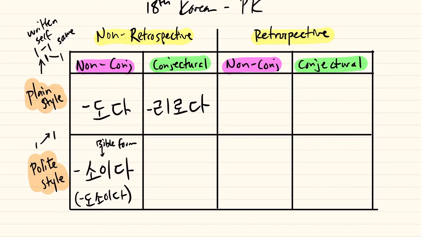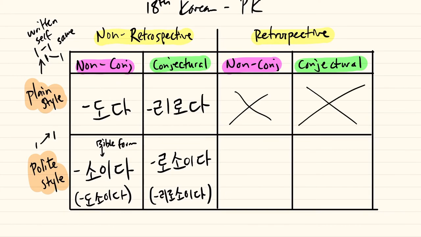And then for the future, you have 로소이다, and you also have other forms like this. So there are a lot of variations, and they didn't have any kind of looking back in any of these endings. These were specifically non-retrospective, which makes sense. You're exclaiming about something that is happening right now.